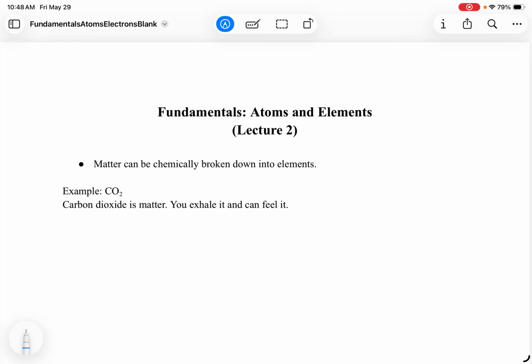Okay, so welcome to the second lecture of introductory chemistry in a more advanced approach perspective to this. So this is lecture 2. This is fundamentals, atoms and elements.